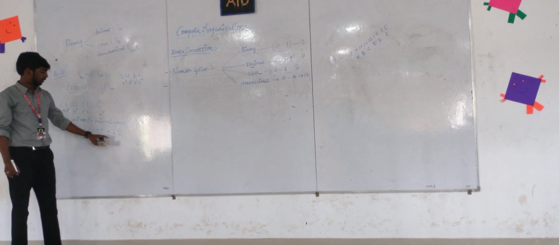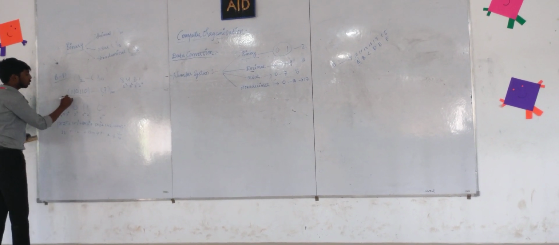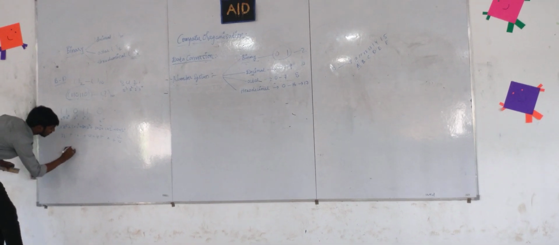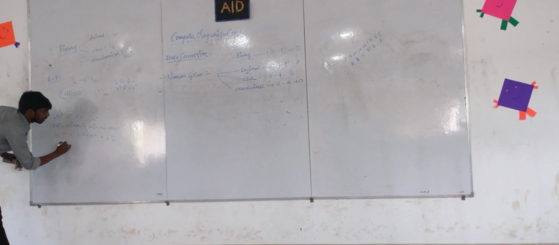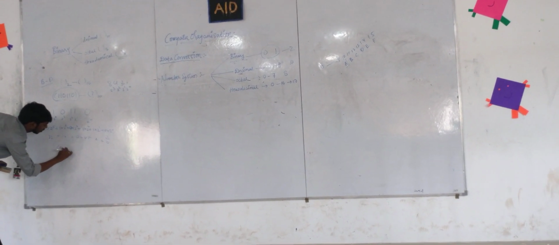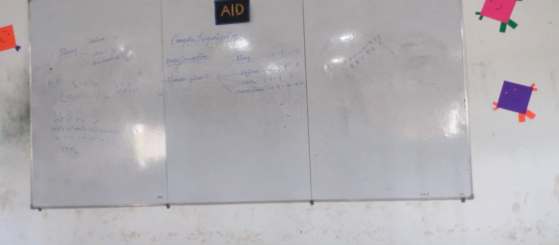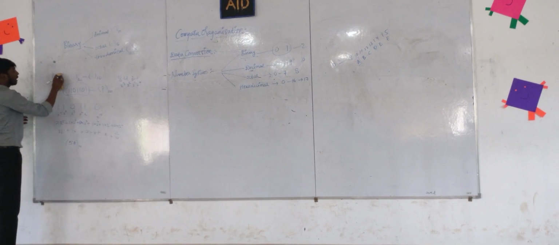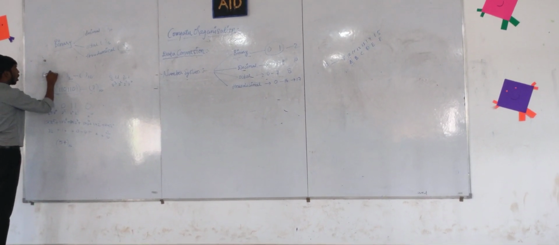48 plus 2, 50. 50 plus 4, 54. So the decimal number of this binary code is 54. So this was the binary to decimal conversion. Hope you all understood. And now let me tell binary to octal.